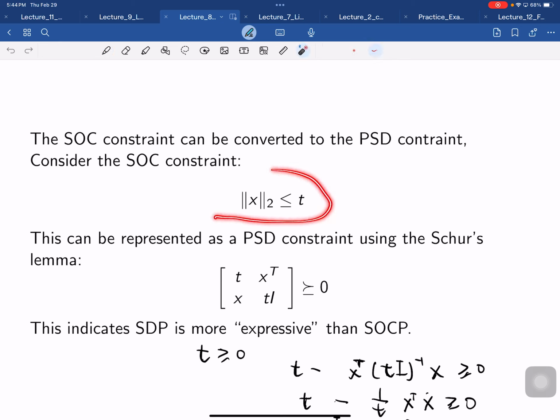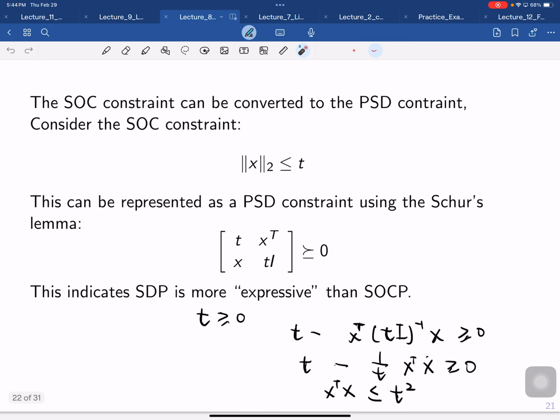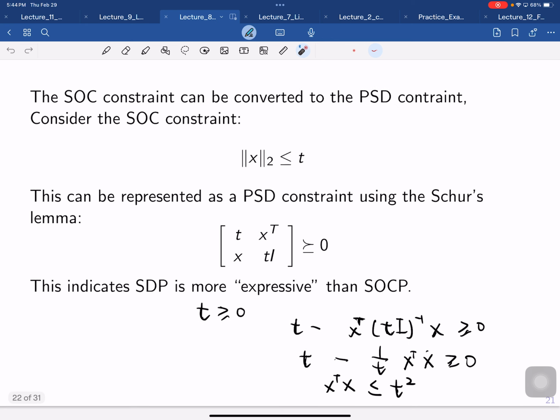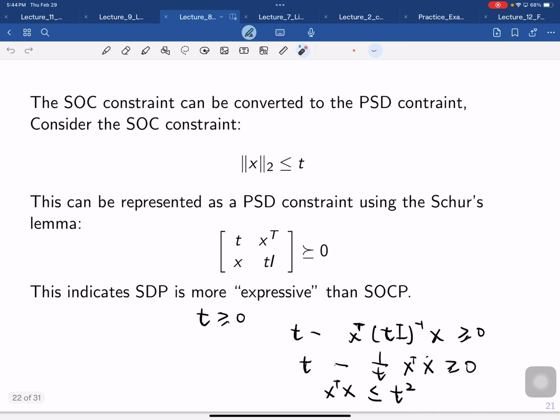So this is a second order cone constraint, the norm of a vector x less than or equal to t. And this can be represented using this PSD constraint where you have t as the first element and the vector x as the off-diagonal elements, and here you have t times the identity matrix. Why these two constraints are equivalent, you can just apply the so-called Schur's lemma, and you will find out that according to Schur's lemma, these two constraints are equivalent. That's it. This is lecture 8, slide 21.